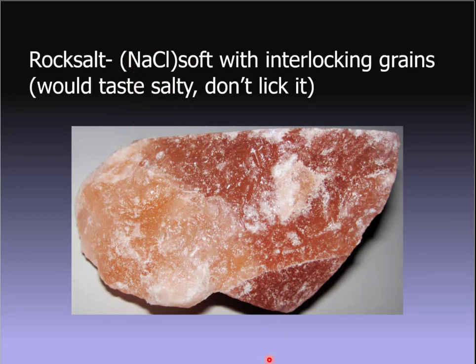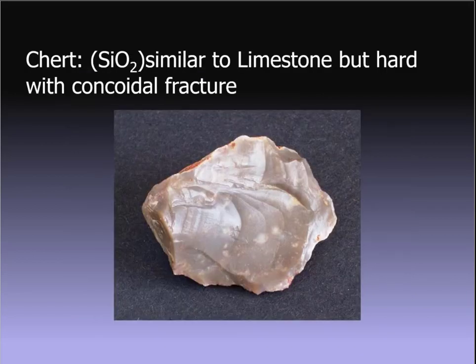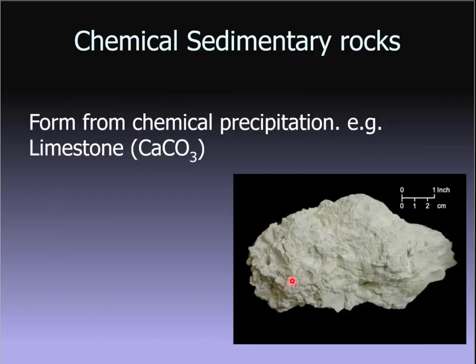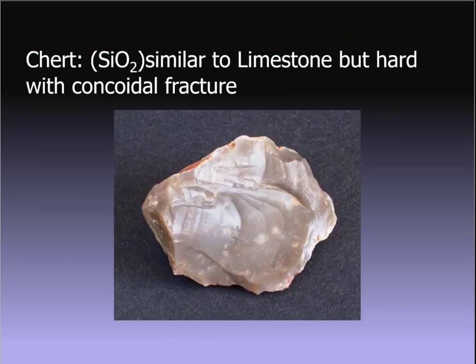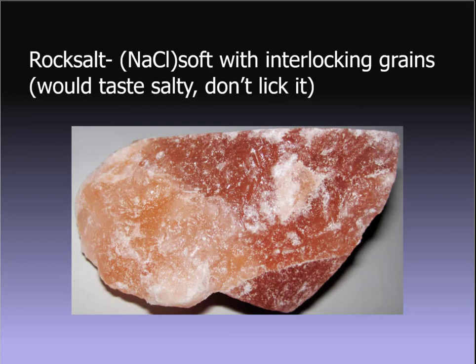But you can also precipitate just salt out of seawater, right? NaCl salt. This would make rock salt. If you licked it, it would be salty. Don't lick the rock. If it had a crystal structure, it would be halite, right? But it doesn't, right? If this had a crystal structure, it would be quartz. If this had a crystal structure, it would be calcite, right? So all of these chemical sedimentary rocks are just a crystal structure away from being a mineral. But they're not. They don't have a crystal structure.